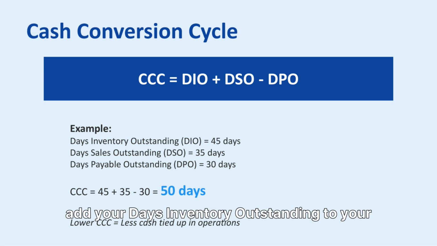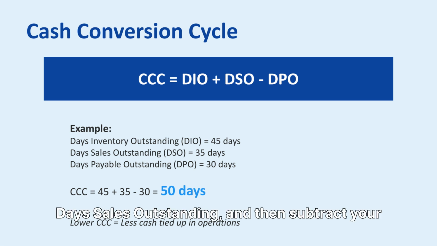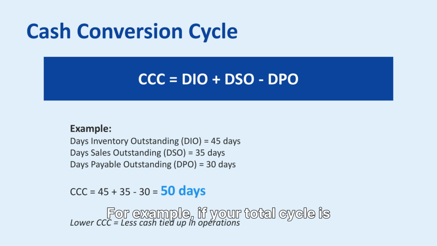The formula is a simple 3-step process. Add your days inventory outstanding to your days sales outstanding, and then subtract your days payable outstanding. For example, if your total cycle is 50 days, it means your cash is tied up for nearly 2 months before it comes back to you. The goal for management is always to shorten this cycle as much as possible.